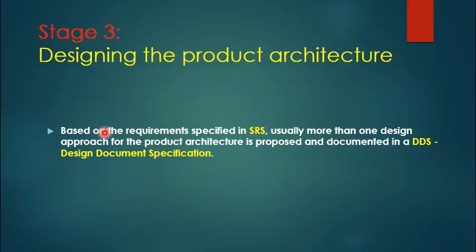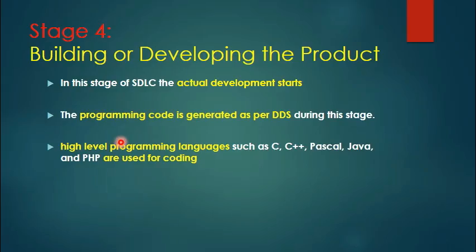Now comes the fourth stage, that is building or developing the product. In this stage the actual development starts, that is software developers start working, they get the job to develop and code the program, and this coding is done in any of the high level programming languages like C, C++, Java and PHP. These languages are selected based on the customer requirement and the type of software going to be developed.